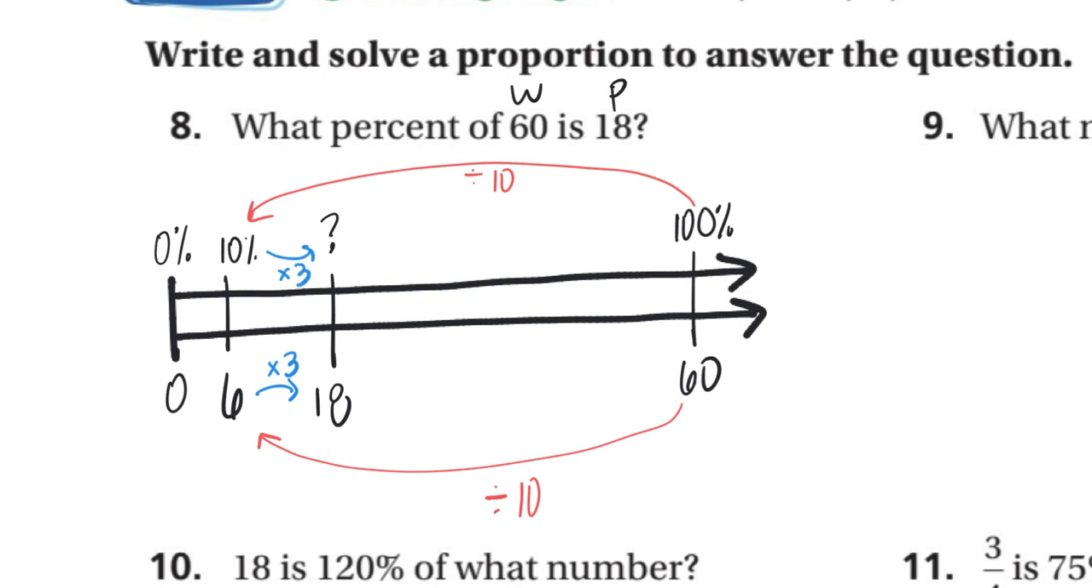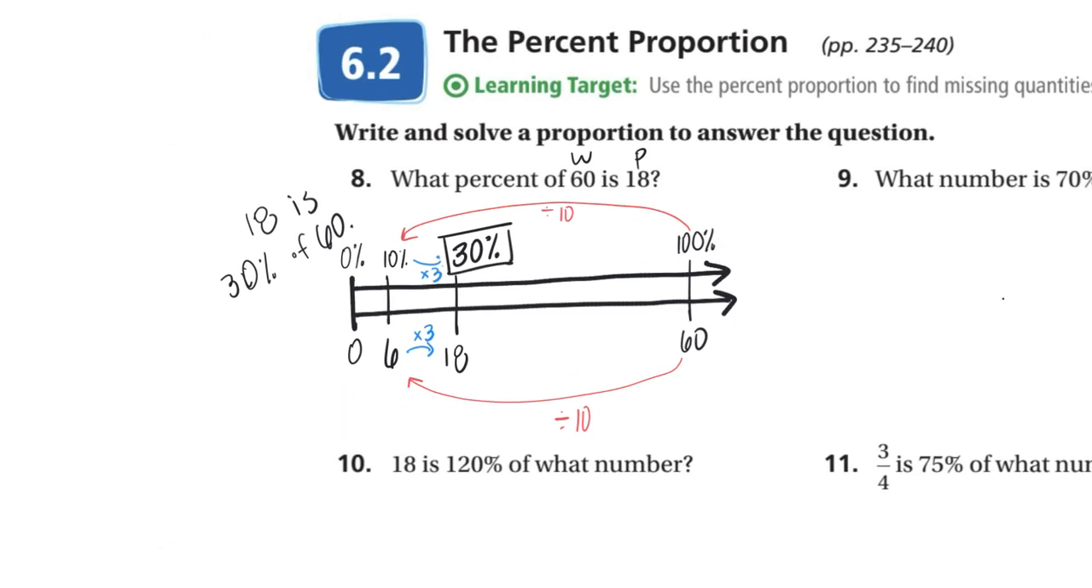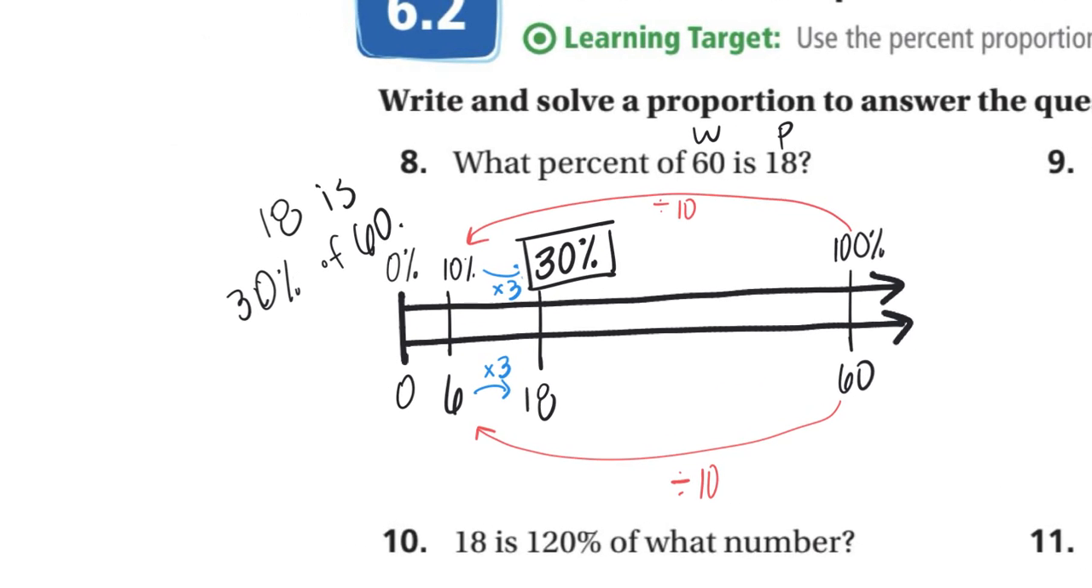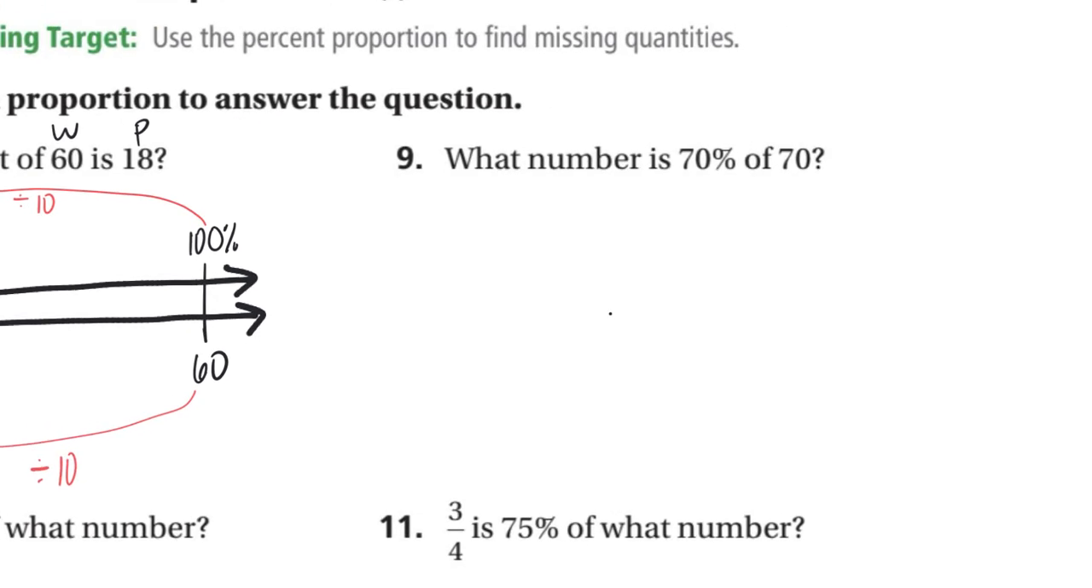So what is the percent that goes here? 30%. Our answer here, 30%. That 18 is 30% of 60. All right, so we got 18 is 30% of 60. Okay, what about number 9?